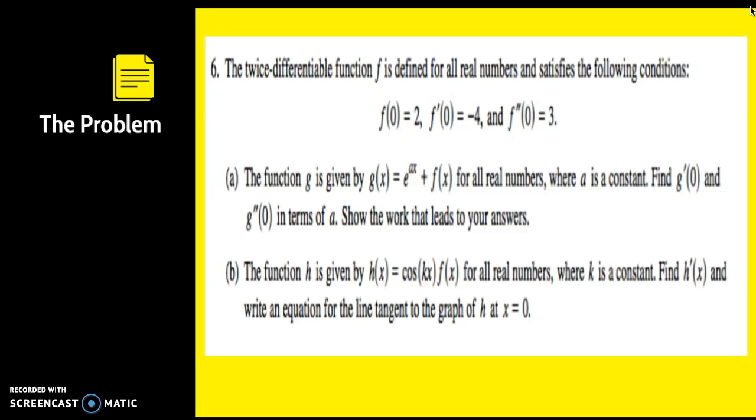Part B is the function h is given by h of x equals cosine kx times f of x for all real numbers where k is a constant. Find h prime of x and write an equation for the line tangent to the graph of h at x equals 0.